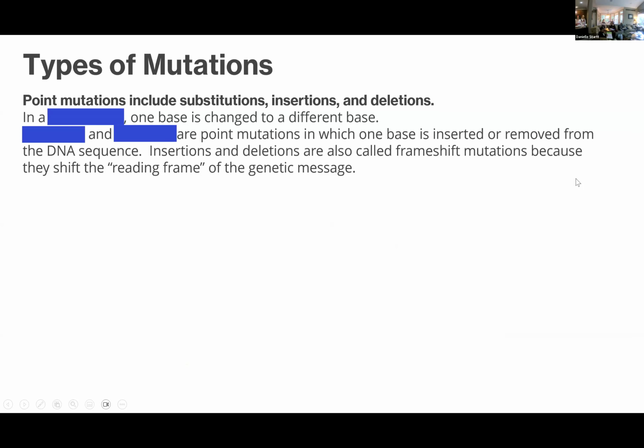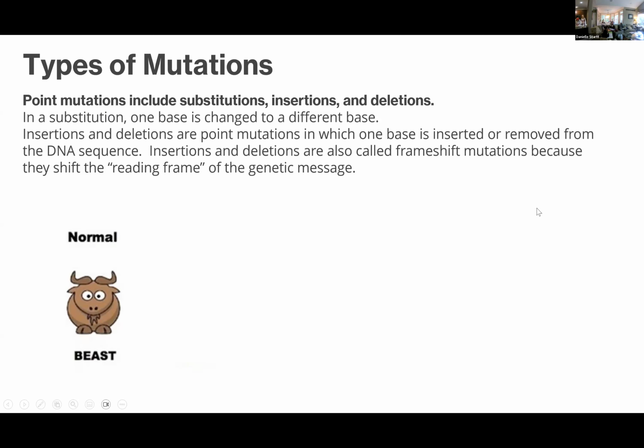Point mutations include substitutions, insertions, and deletions. A substitution, one base is going to be changed to a different base. Insertions and deletions are point mutations in which one base is inserted or removed from a sequence. And insertions and deletions are also called frame shift mutations because they shift the reading frame for the genetic message. If you think about those three letters, they can shift the entire frame reading, and that can cause a real problem. So we're going to use this as our analogy.